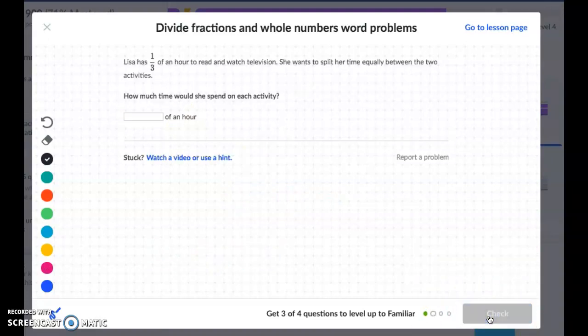Lisa has 1/3 of an hour to read and watch television. She wants to split her time equally between the 2 activities. So in this case, she's taking that 1/3 of an hour and she's dividing it by 2 activities.